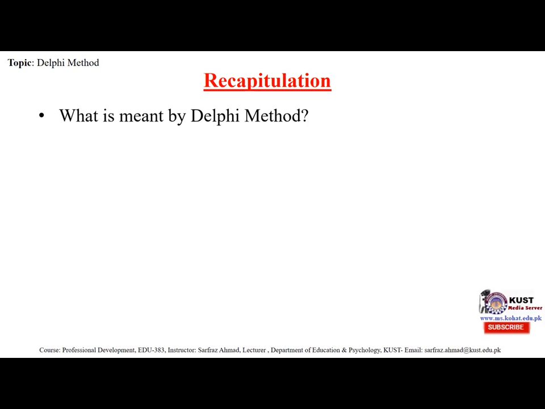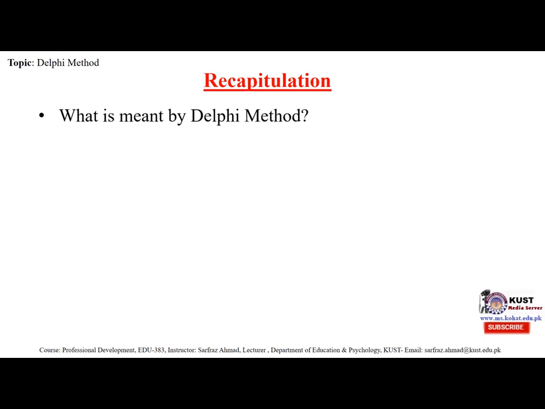And suppose I ask, what is the difference between Delphi and nominal group techniques? Delphi is a survey technique for decision making among isolated respondents, while the nominal group technique is a highly controlled small group process for generation of ideas.